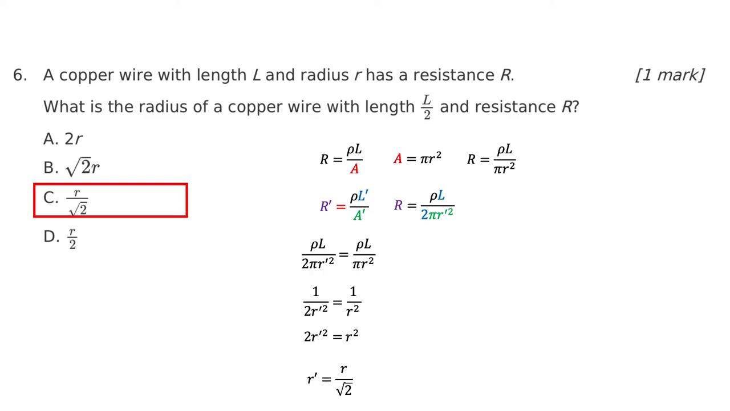Here you should have a think about the fact that we did shorten the wire. And so to compensate for that shortening of the wire, we're going to make the wire thinner as well. So we expect r to decrease here, not to increase, in order to have the same resistance.